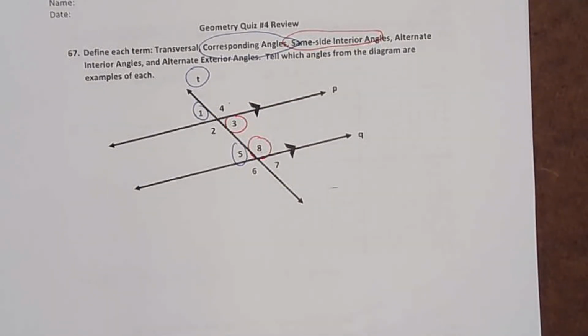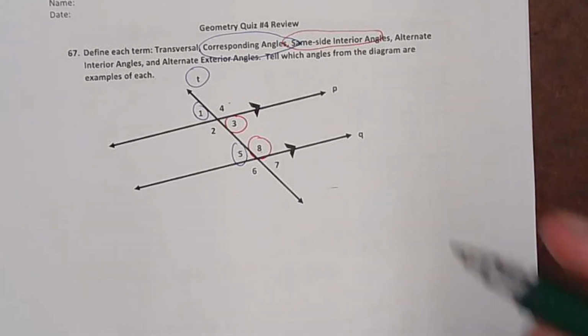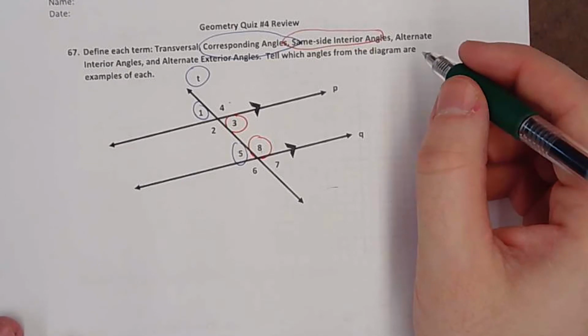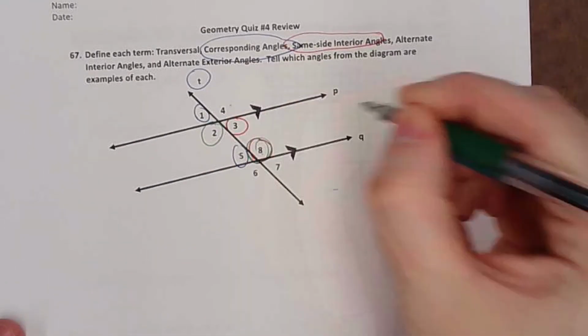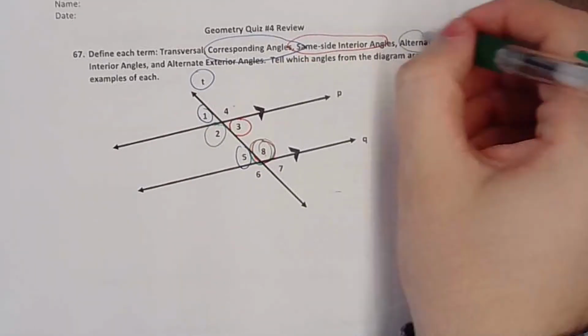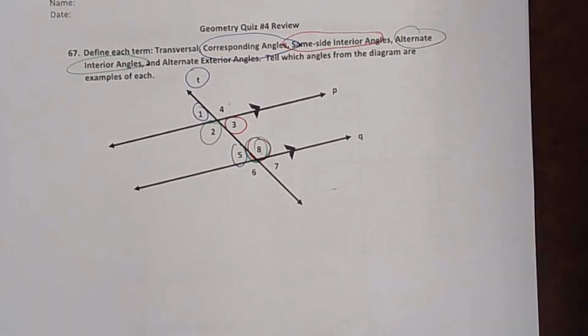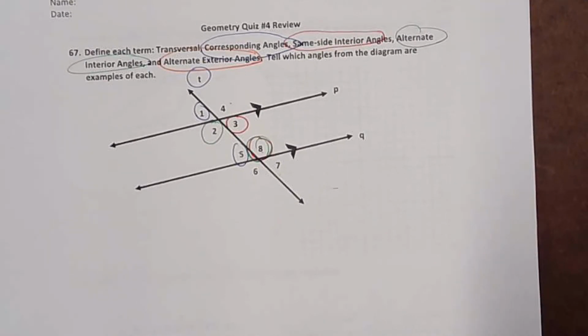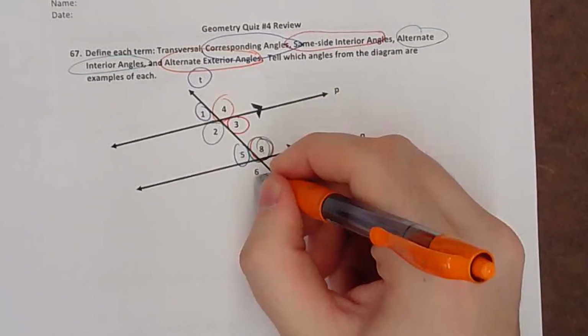Oh, boy. Could just look behind me. Give me an example of alternate interior. 2 and 8. We had to double up, didn't we? So 2 and 8 are alternate interior angles. Give me an example of alternate exterior angles. We'll do that in orange. 4 and 6. Very good.